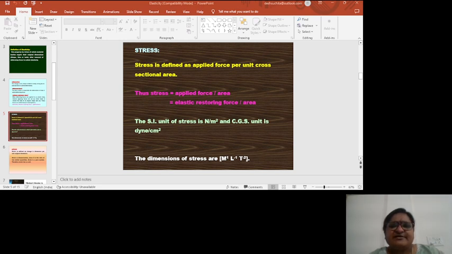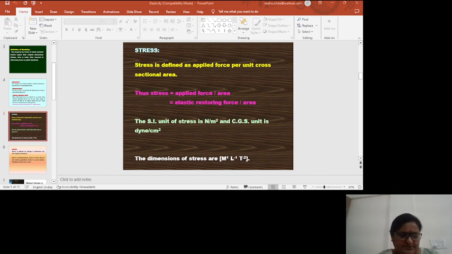Stress is defined as applied force per unit cross-sectional area. Thus, stress equals the applied force divided by area, that is, elastic restoring force upon area. The SI unit of stress is Newton per meter square and the CGS unit is dyne per centimeter square. Dimensions of stress are M raised to 1, L raised to minus 1, T raised to minus 2.